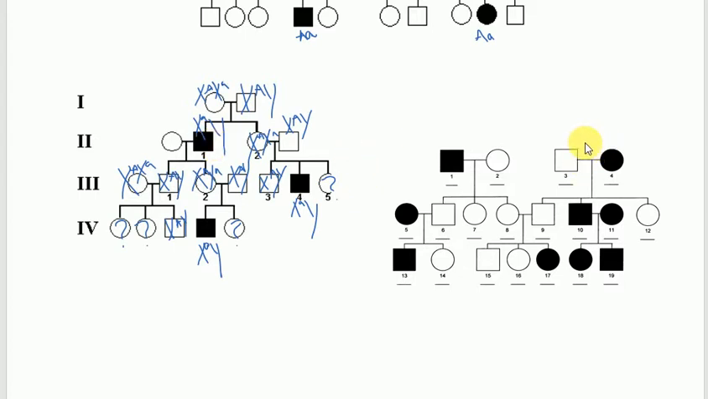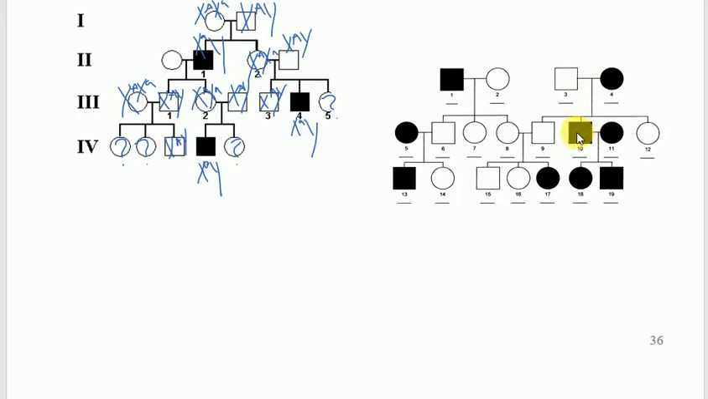Okay, let's try this one. So first thing we're going to do is determine is it autosomal or sex-linked. So we're going to compare male to female. They look about equal, so we know it's autosomal. Then we need to figure out if it's dominant or recessive. Are there skipped generations? And there is, in fact, a skipped generation right here. So that means that we're looking at autosomal recessive.